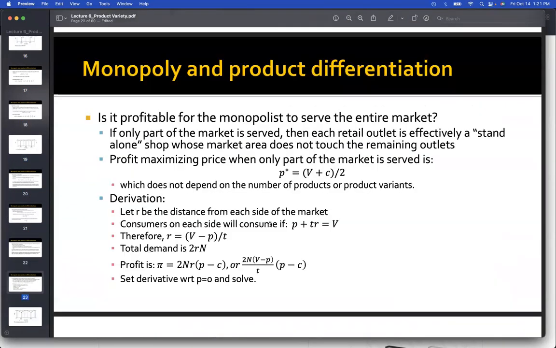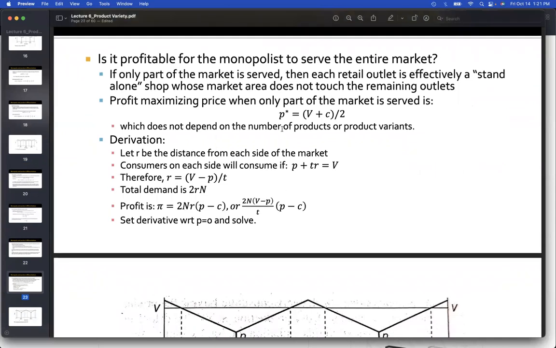Which is higher? It turns out that the profit maximizing price when only part of the market is served is V plus C over 2. That does not depend on the number of products or product variants. Okay. So this is the price wherein you don't have to sell to everyone, so you don't have to equate the V to the highest possible price.